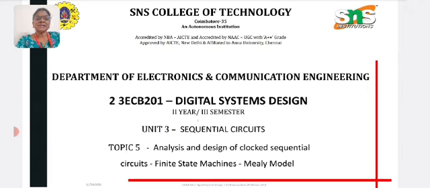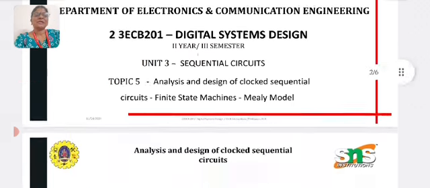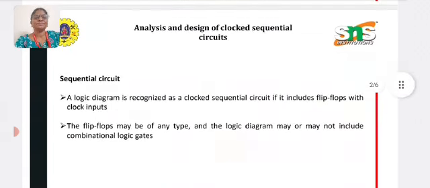But in the analysis part, a circuit will be given. From the circuit, we have to analyze and frame the truth table, with inputs and outputs. So this is the difference between analysis and design of clocked sequential circuits. Again, I repeat, analysis means it starts with a circuit and ends with a truth table. Design means it starts with a truth table and ends with the logic circuit.